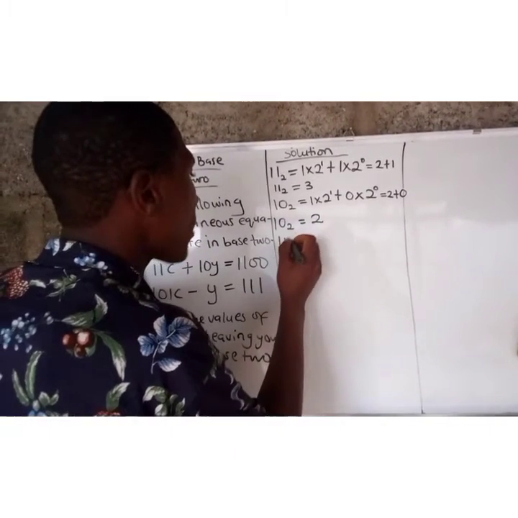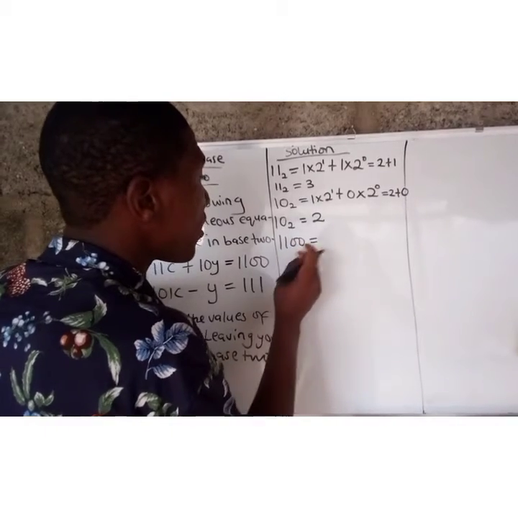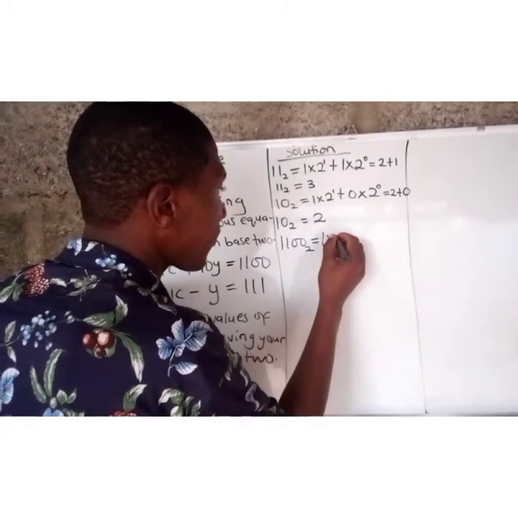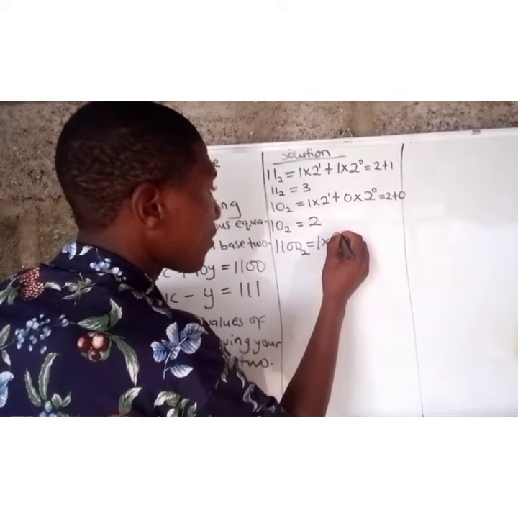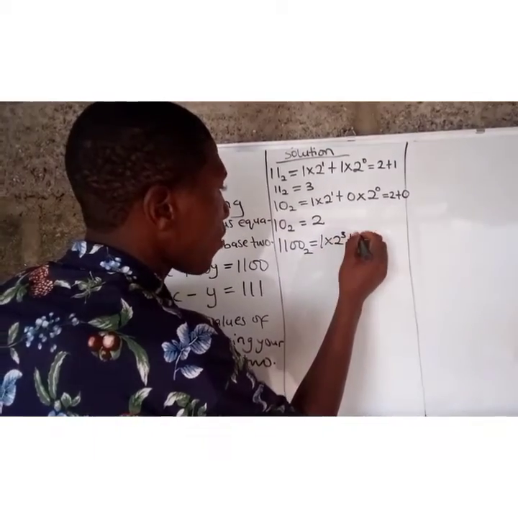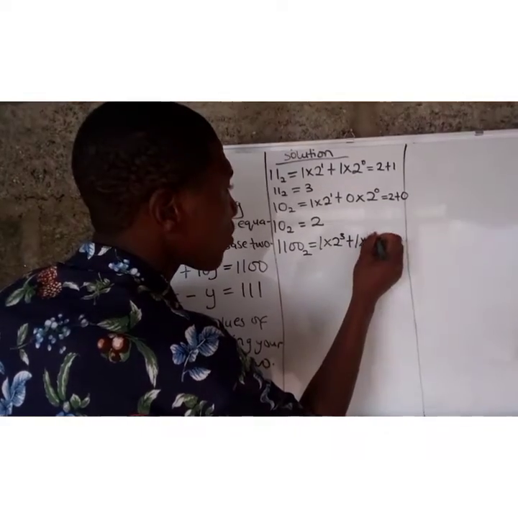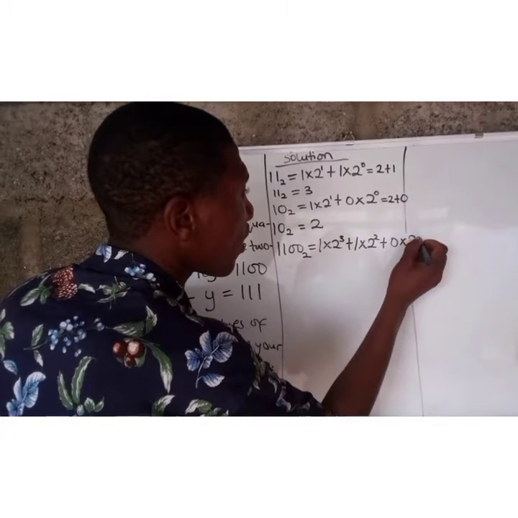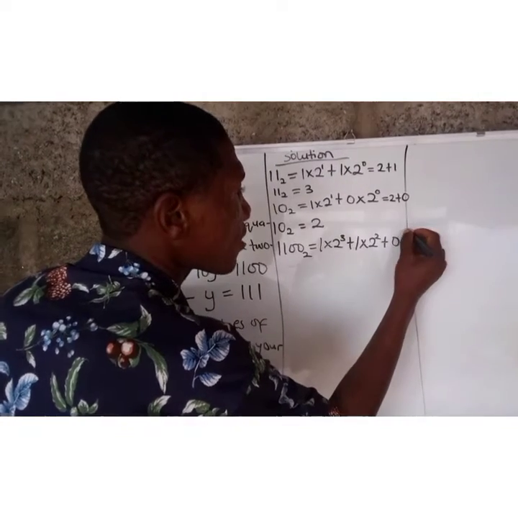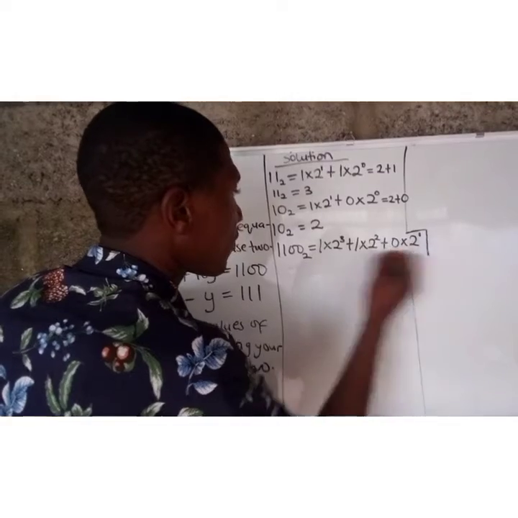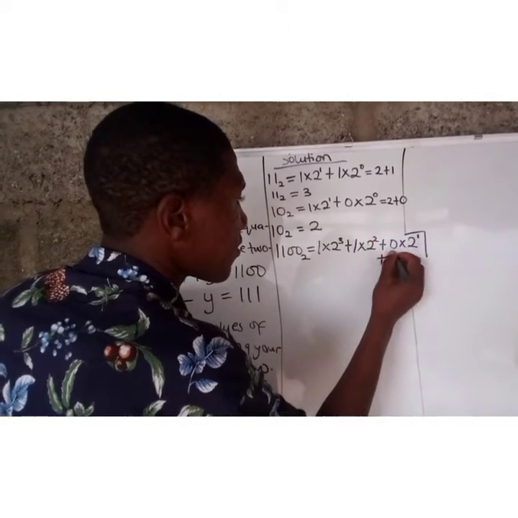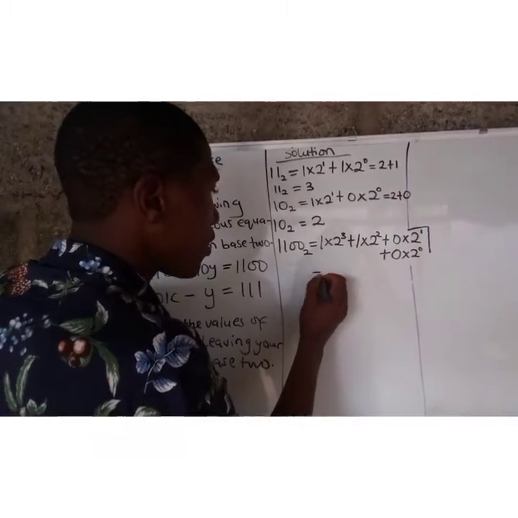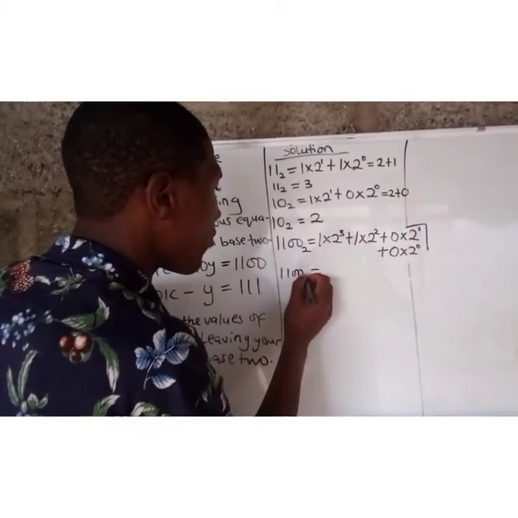The next one is 1100 in base 2 to base 10. It will be 1 times 2 raised to power 3 plus 1 times 2 raised to power 2 plus 0 times 2 raised to power 1 plus 0 times 2 raised to power 0. So this should be equal to 1100 in base 2.